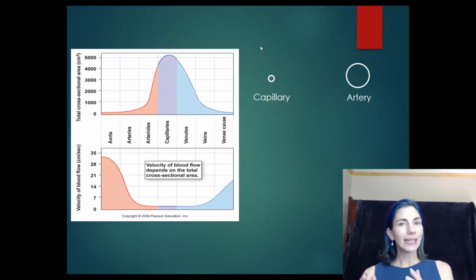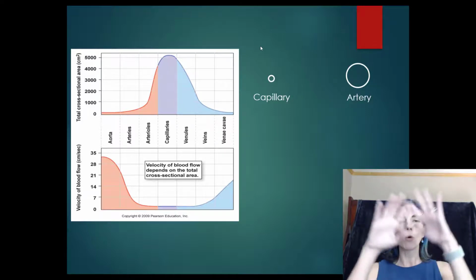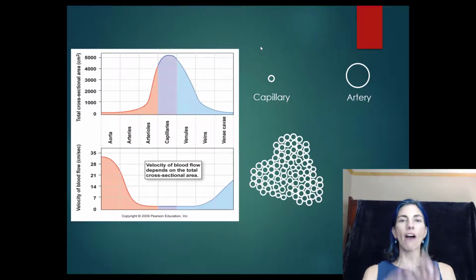Okay, yes, if there was only one capillary, that would be true. There are billions of capillaries. And when we take a look at the total cross-sectional area of all of these capillaries put together, we have a total cross-sectional area that is much bigger than the total cross-sectional area of all the arteries.